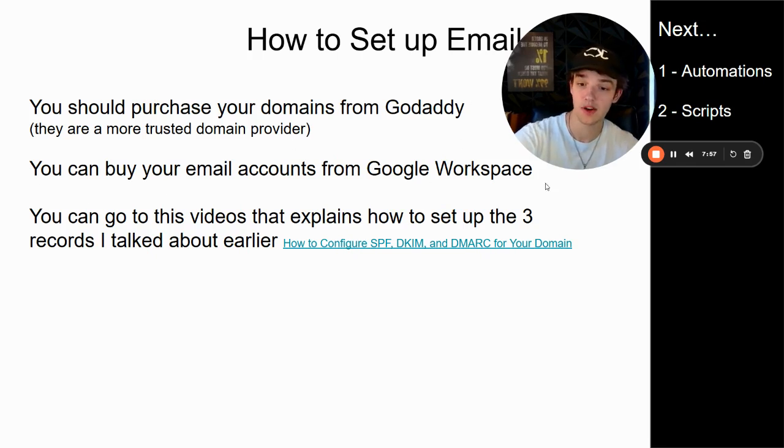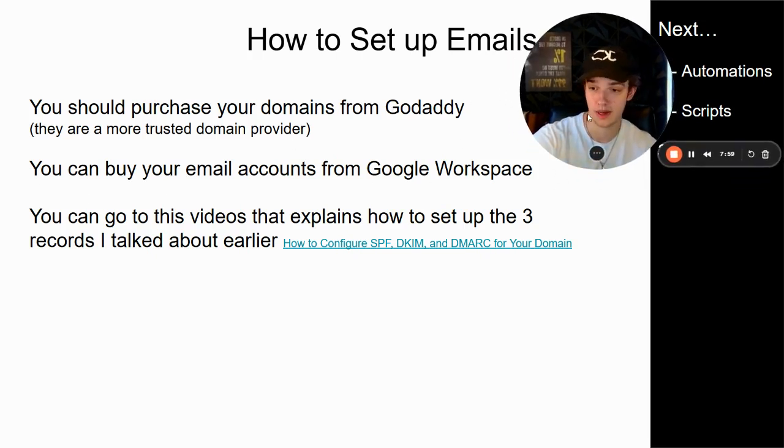Okay. You can buy your email accounts from Google Workspace, or you can buy them from Outlook. Either one is fine. But I'm going to be talking about Workspace, right? And you can go to this video that explains how to set up the 3 records that I was talking about earlier. You need to do this for all the domains that you buy, okay?